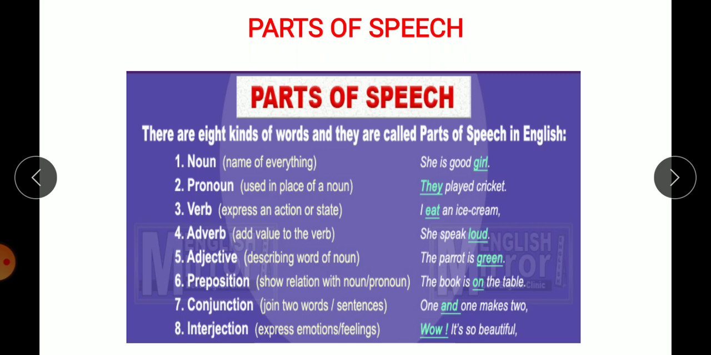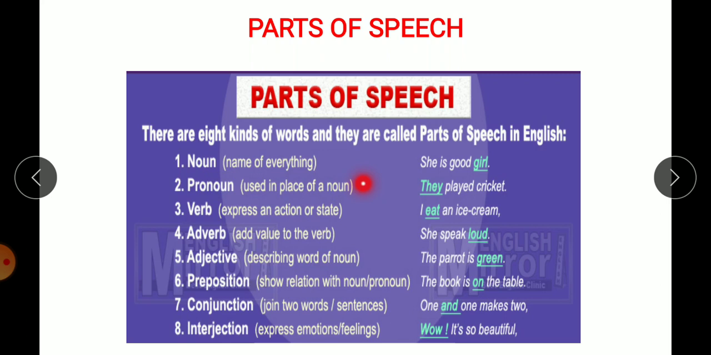Now coming to parts of speech. Children, you have already learned that there are 8 parts of speech, right? Noun, pronoun, verb, adverb, adjective, preposition, conjunction and interjection. Noun, you already know, is the name of any person, place, thing, right? Like she is a good girl. So girl is a noun.